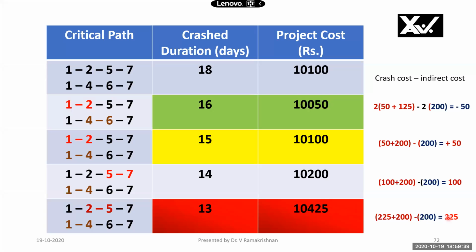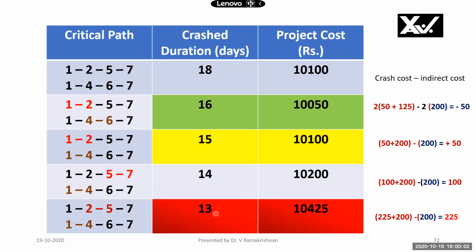Therefore, net increase is 225. Therefore, total project cost is 10,425 and project duration is crashed to 13 days. So management can make any decision. If it is possible, please note we'll have to check also whether it is feasible. Practically, if it is not feasible, theoretically it may be possible, but practically it may not be feasible.